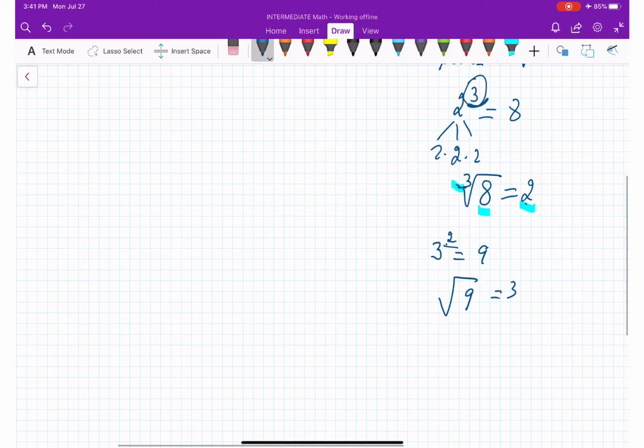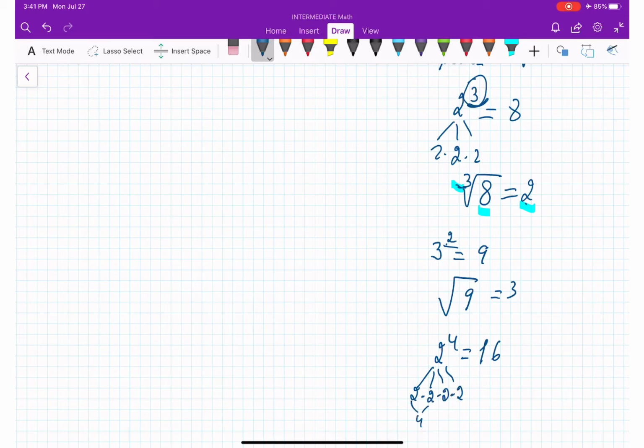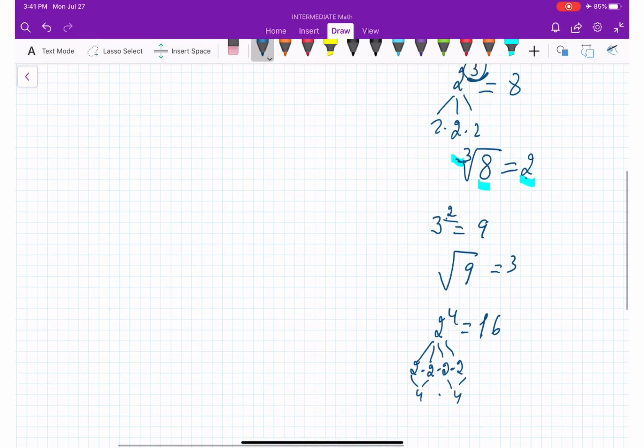And one more example, 2 to power 4 is equal to 16. So 2 times 2 times 2 times 2. This is how easy I'm doing. 2 times 2 is 4, 2 times 2 is 4, and 4 times 4 is 16. Which means if I want to write down the opposite operation, I'm going to write down radical. This 4 comes here, and here is 16. And we know that 2 to power 4 gives us 16.